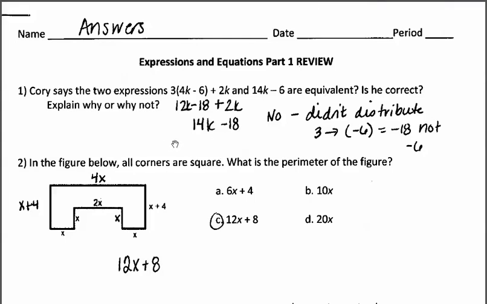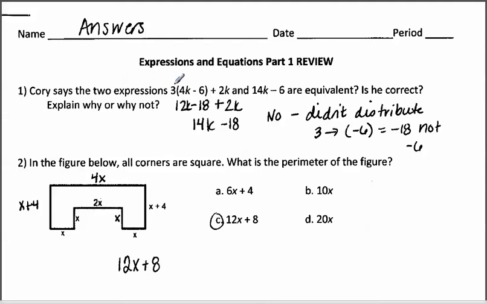Okay, so let's talk about the review that we just did. Corey says the two expressions, 3 times the quantity of 4k minus 6 plus 2k and 14k minus 6, are equivalent. He is not correct, and here's why.